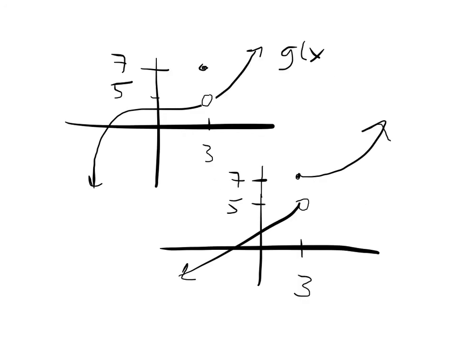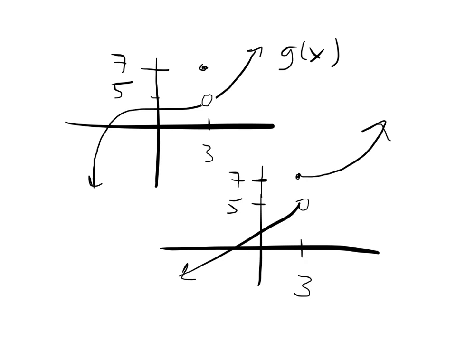In the first case, the question is, is this function g of x continuous at x equals 3? The answer would be, well, the limit as I approach 3 from the left and the limit as I approach 3 from the right are the same value, 5. So the limit as x approaches 3 overall exists and is 5. But g of 3 does not equal 5. g of 3 equals 7. So we say this function is not continuous at 3.